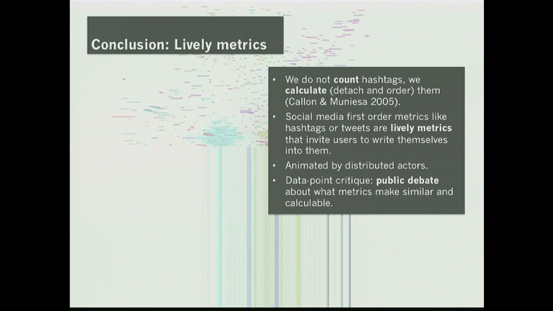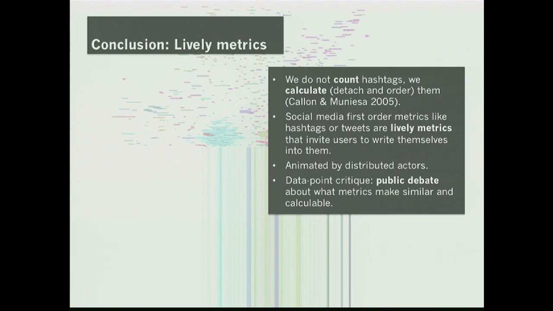So when actually aggregating hashtags, tweets, likes, or retweets, we do not just count, I would claim, we participate in calculation in the sense of Callon and Muniesa, by both delineating them from their embeddedness in platform ecologies and relating them to each other in ways that suggest comparability and equivalence. So rather than accounting for first-order metrics on social media as simple transactional data, raw data, complete records of user behavior, or mere material for making second-order metrics, this presentation suggests to think of them as lively metrics, which participate in what they seek to measure and invite users to write themselves into them. They are lively because they are animated by a variety of different factors and the happening of commensuration.